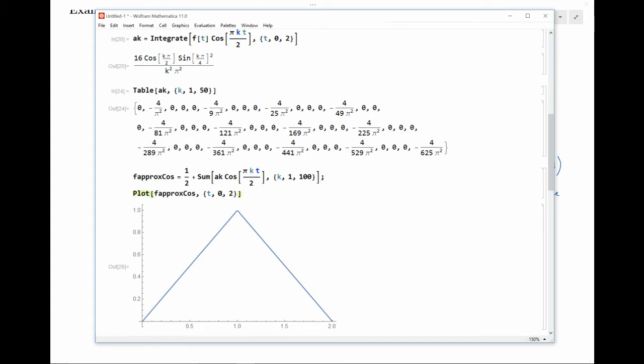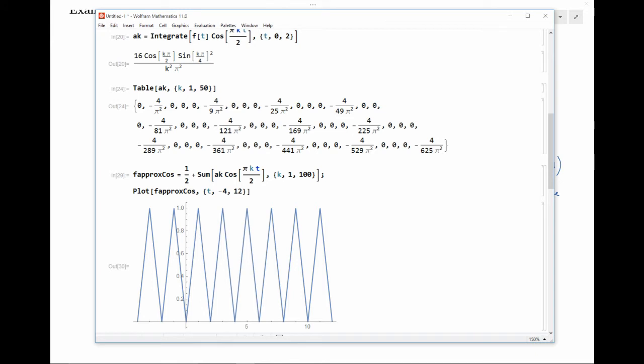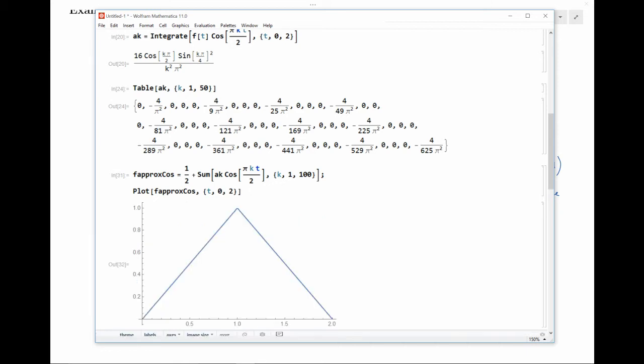So what happens outside of the interval 0 to 2? So let's look at the function plotted from minus, say, 4 to 12. That seems like the function repeats itself. But in fact, it's actually mirror images of this function. We don't see it quite clearly. So the cosine series works, and it works very nicely. Let's do the same thing with the sine series.